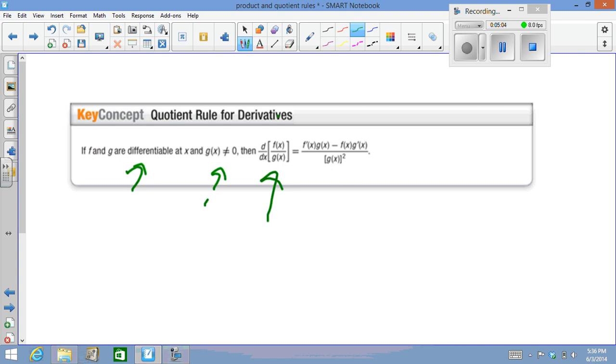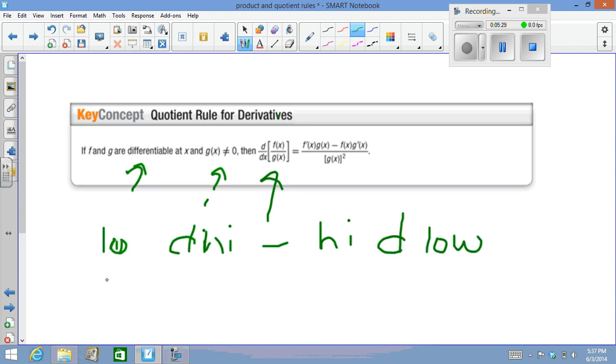So the quotient rule says I take the derivative of the top times the bottom minus the top times the derivative of the bottom over the bottom squared. Now, the way that I learned it was low, that's an O, D high, less high, D low, over low squared.